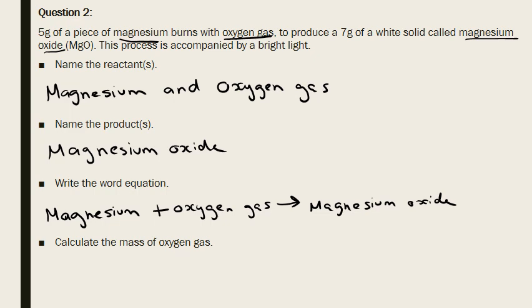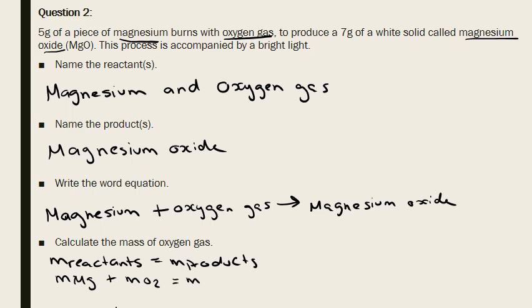Calculate the mass of oxygen gas. So the mass of the reactants equals the mass of the products. We start with the mass of the reactants, just easier for us. So the mass of the magnesium, which is the reactant, plus the mass of the oxygen needs to equal the mass of the magnesium oxide.